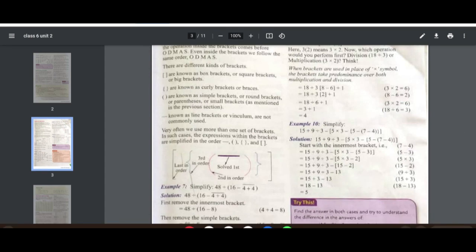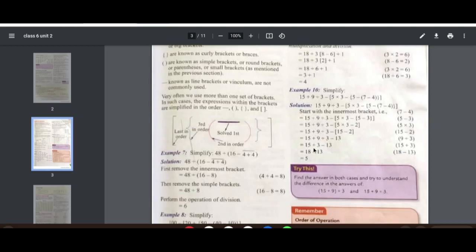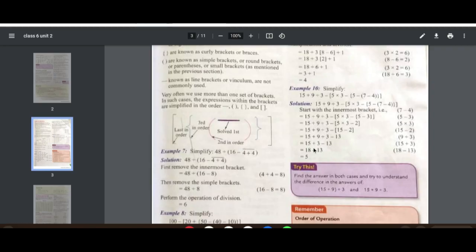Keep in mind that there is an order to solve the brackets. First one is the bar, which will be above the number. Then we solve the small brackets, then curly brackets, and then square brackets. So example number 7: simplify 48 divided by 16 minus, bar over 4 plus 4.